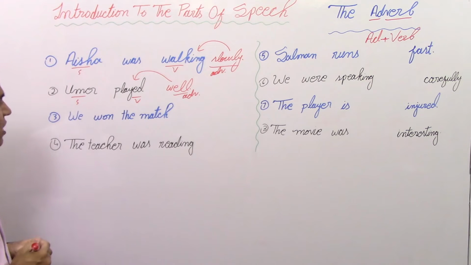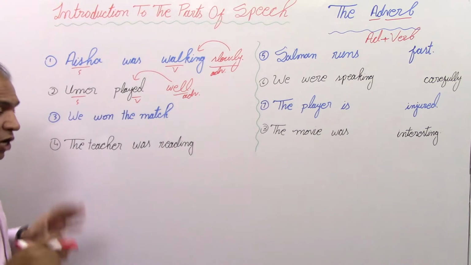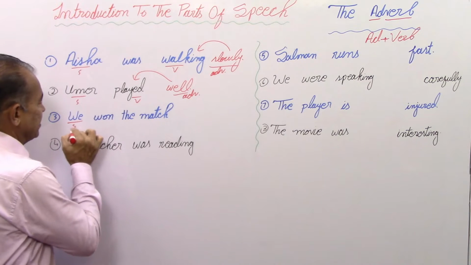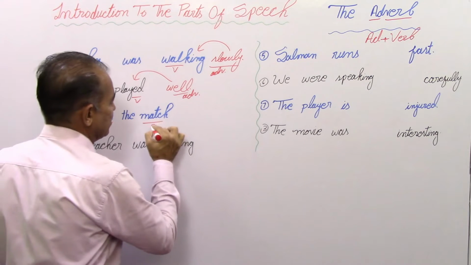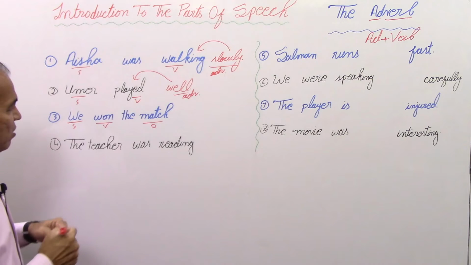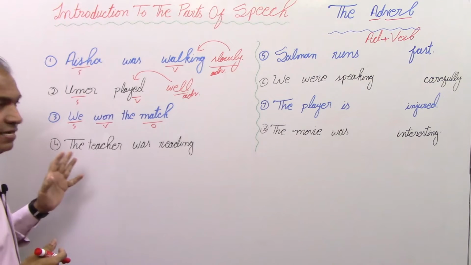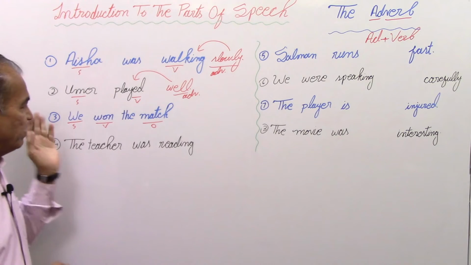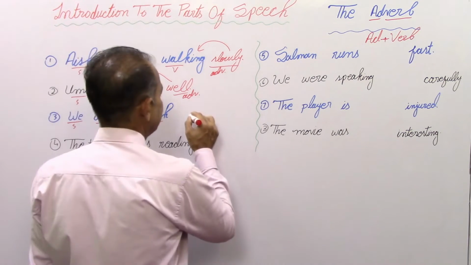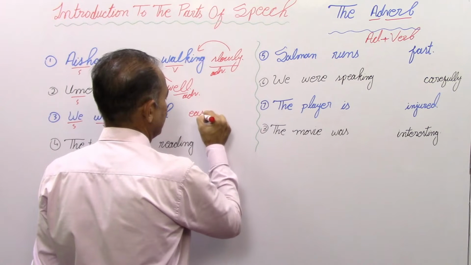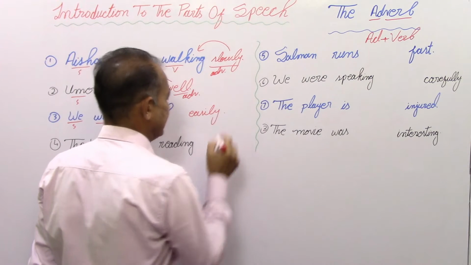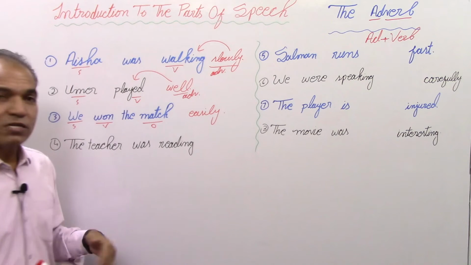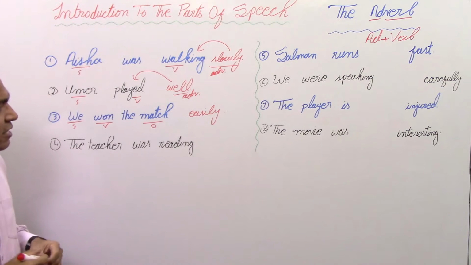Let's take the third example. We won the match. Now when we say that we won the match, subject is there, verb and object. It means that all the necessary parts of the sentence are there. But still, if you want to add something to the meaning of the verb, we can add an adverb. We say we won the match easily. Why? Because the opponent team was not so strong. So we won the match easily.